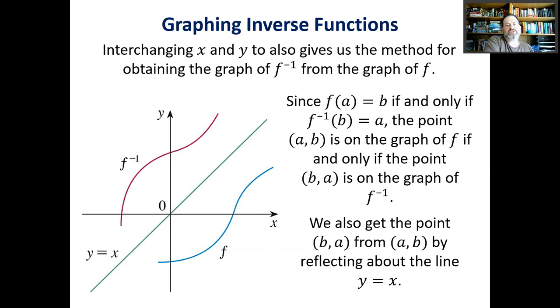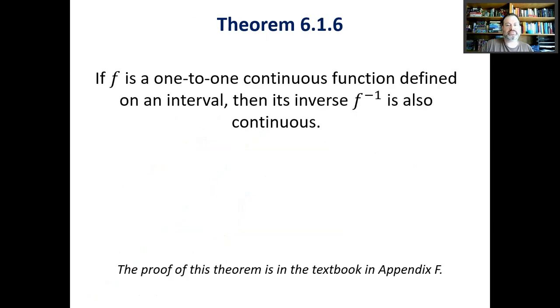So graphing inverse functions. Switching x and y also gives us the method for obtaining the graph of f inverse from the graph of f. So here, this is just a visualization. There's more of these coming, as you'll see. Since f of a equals b if and only if f inverse of b equals a, the point (a, b) is on the graph of f if and only if the point (b, a) is on the graph of f inverse. So that's really important, okay? Because that's what we're going to use to do our calculus stuff in a second.